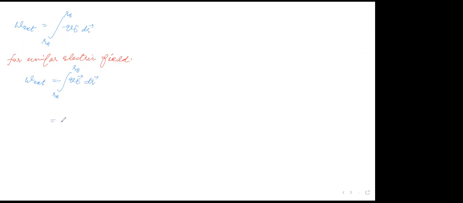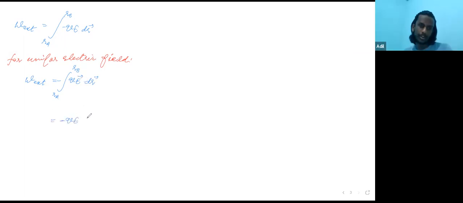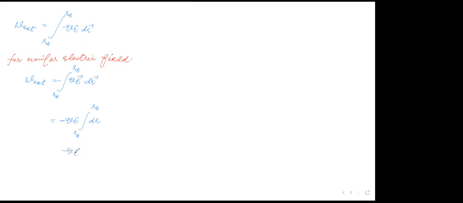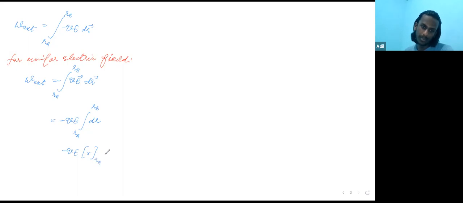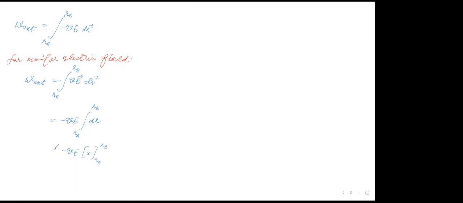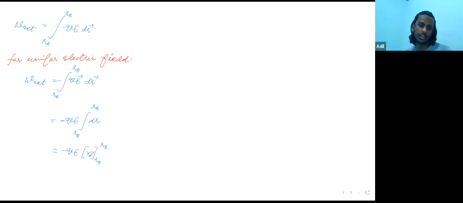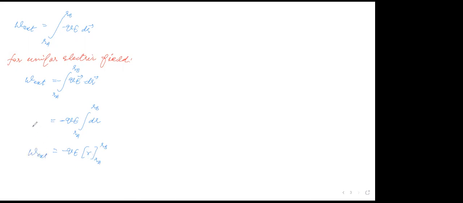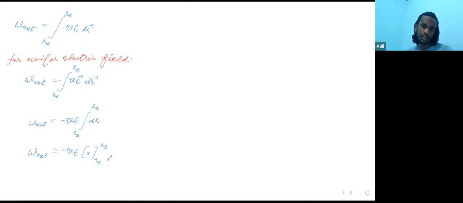We can take minus QE outside from the integration, and we can write the integration from RA to RB of dr here, right? After integrating dr, you get only and only R, from RA to RB. This is your integration of dr in the bracket, which you get here. This is your W external.